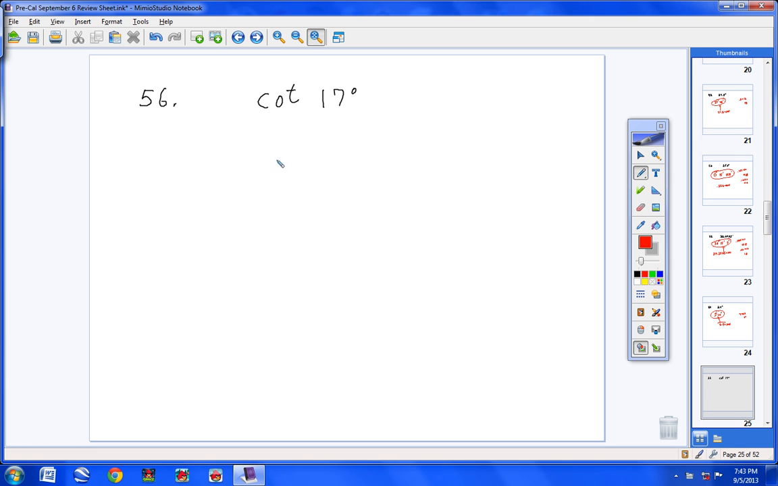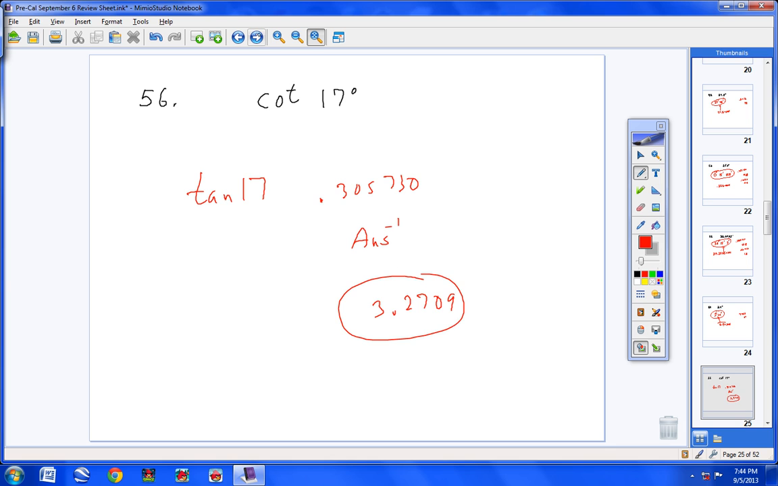All right, the cotangent of 17. Well, unfortunately, our button doesn't have cotangent, so I want you to type in tangent of 17, and if you do that correctly, hit enter, you should get something like 0.305730, etc. But now we want to invert that or flip it because we are dealing with cotangent, not tangent. So hit x to the -1 button, and up should pop answer to the -1. Hit enter, and you should get the correct answer, which is 3.2709.